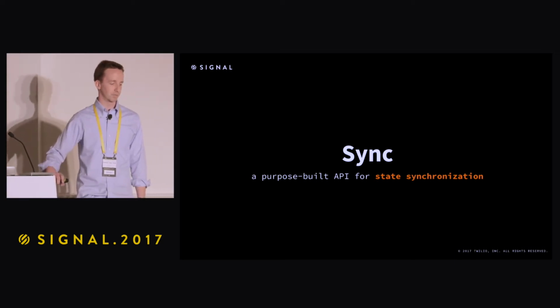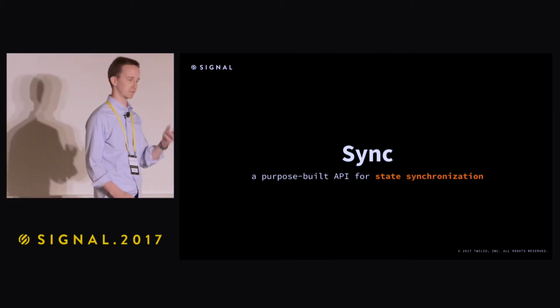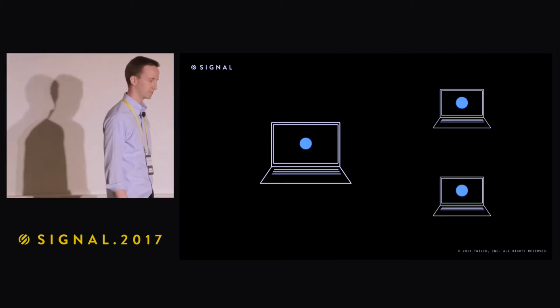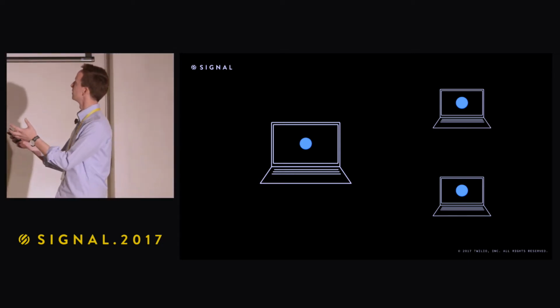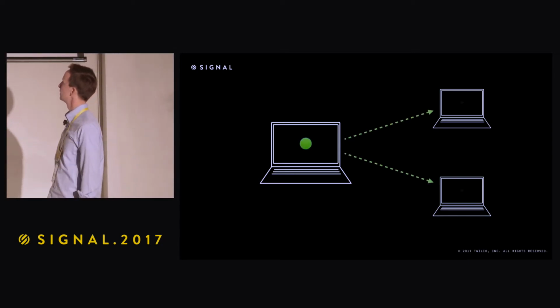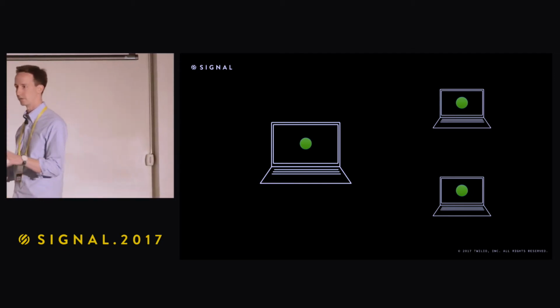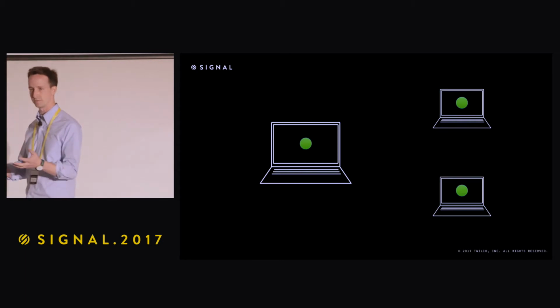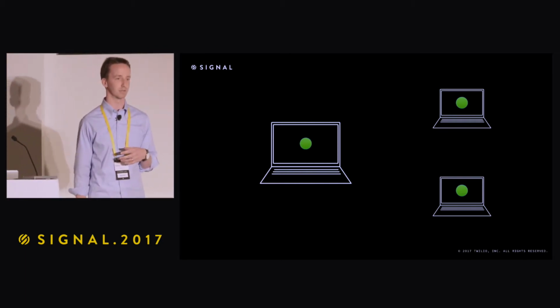We call Sync a purpose-built API for state synchronization. Now, what is state synchronization? This is at the core of what Sync does. State synchronization is multiple machines looking at the same bit of information, and when it changes on one machine, the other ones find out about it. The information can be whatever you want it to be. It's yours to form, it's simple JSON. This is the core of what Sync does, is state synchronization among things.